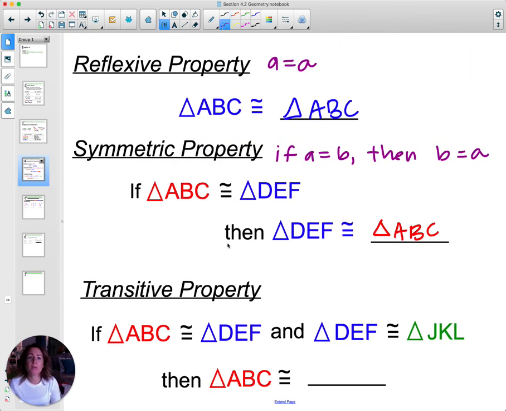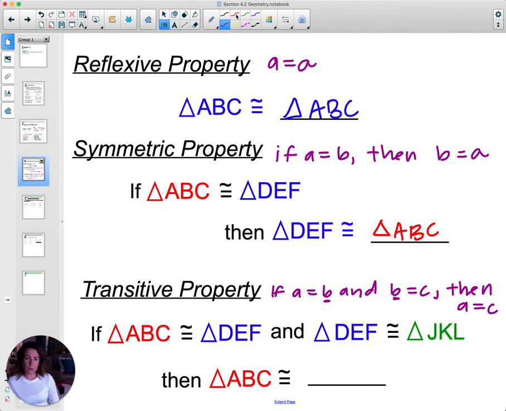Transitive property. So transitive property says if A equals B and B equals C, then ultimately A equals C. Since they are both equal to B, they have to be equal to each other. So with these triangles down here, if ABC is congruent to DEF and DEF is congruent to JKL, then ABC, okay, they're both equal to the blue one, they're both equal to DEF, so that means ABC would be equal to JKL as well.